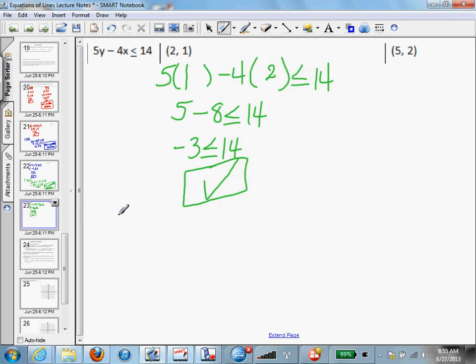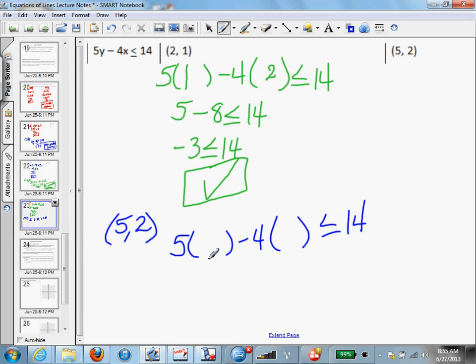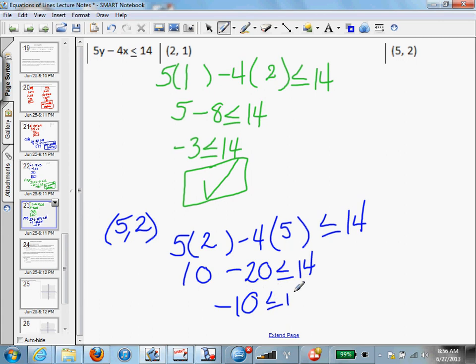Okay, now if we look at the next coordinate pair of 5, 2, let's replace our original inequality variables with open parentheses. So y appeared right here, so let's replace it with a 2, and x appeared here, so let's replace it with a 5. Okay, solving, 5 times 2 is 10, minus 4 times 5 is 20, less than or equal to 14. So 10 minus 20 is negative 10, less than or equal to 14. Is it a true statement? Yes. So that means both of these are possible solutions to the inequality.